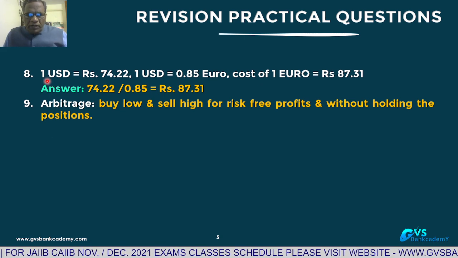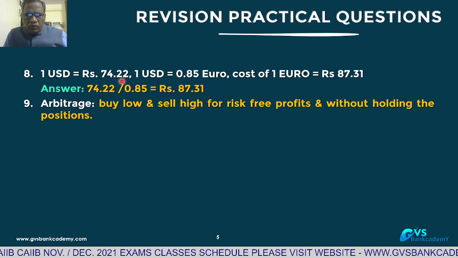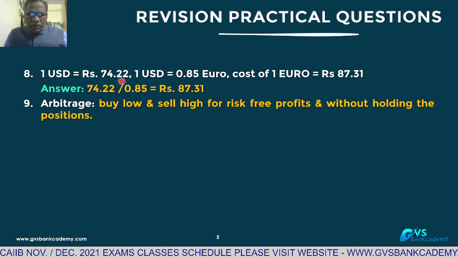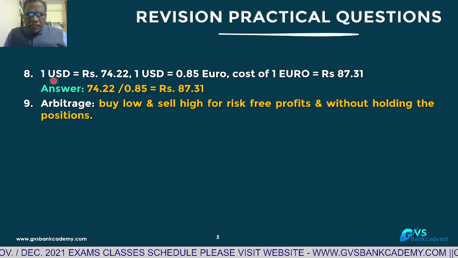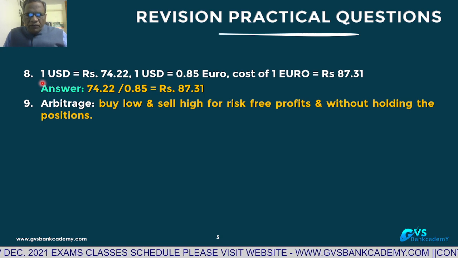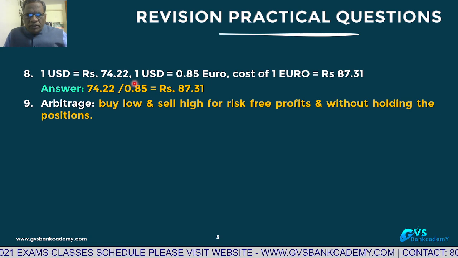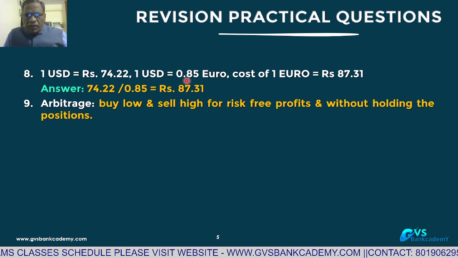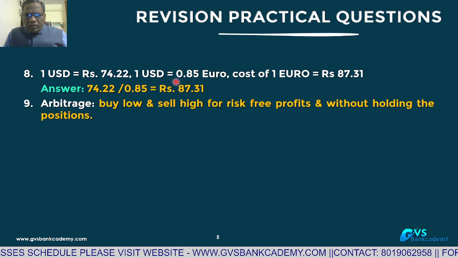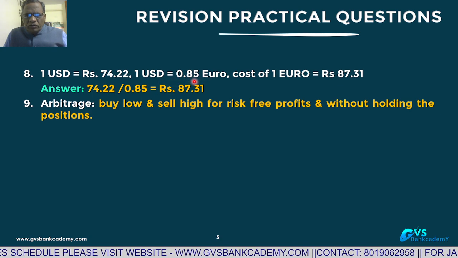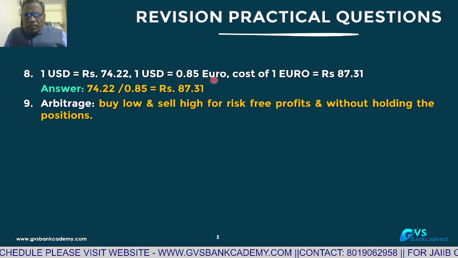In the spot market, $1 is equal to rupees 74.22 in our domestic Mumbai market, for example. This is the direct quote. In India, we are following the direct quote. In the international market, $1 is equal to 0.85 euro. $1 is purchasing 0.85 euros. So here the euro is costlier than the dollar.